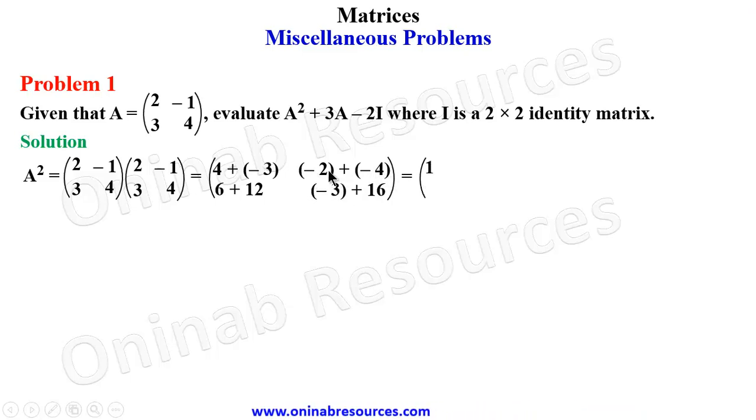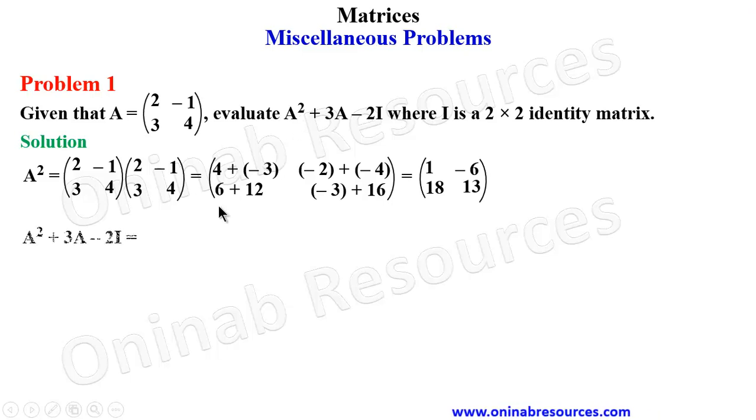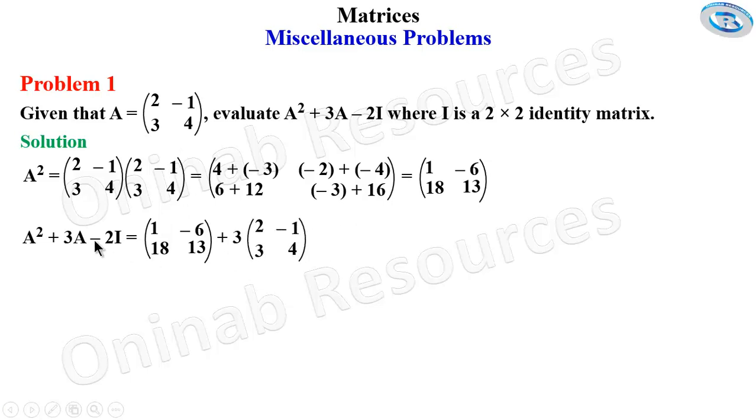Then the second element, negative 2 plus negative 4 gives negative 6. Here is clear, that is 18. And here negative 3 plus 16 gives 13. And that's all for A squared. Then we go ahead to evaluate A squared plus 3A minus 2I. So we have our A squared already, then plus 3 multiplying by A, then the next thing is minus 2, then multiply by I.